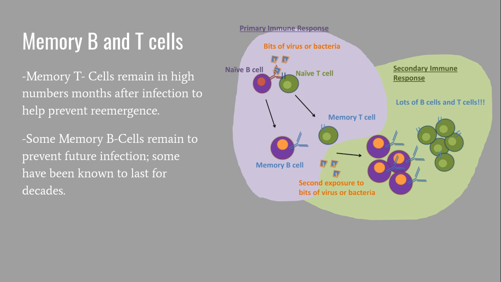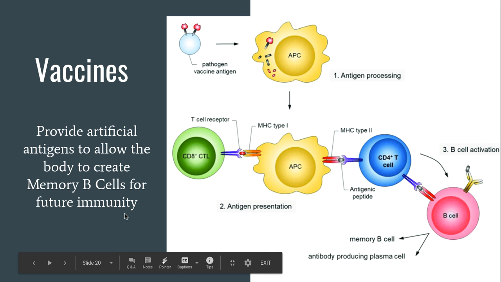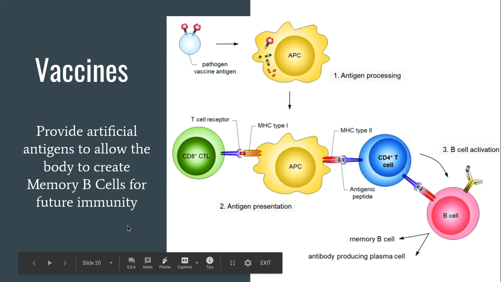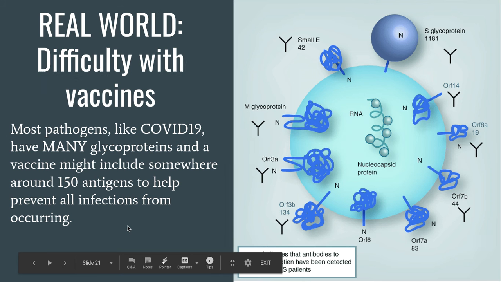This creates immunity. So when we talk about a vaccine being created, you literally need to provide the body with a certain number of antigens so that memory B cells can form. That way you have as much immunity as possible. Once those memory B cells form, you have immunity.